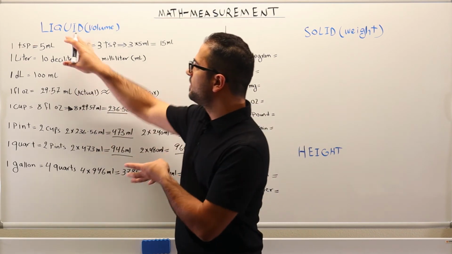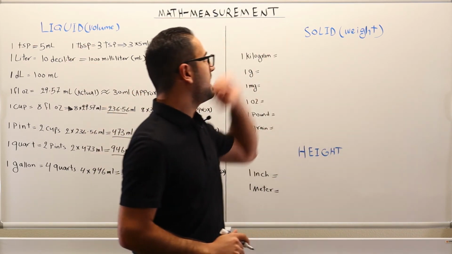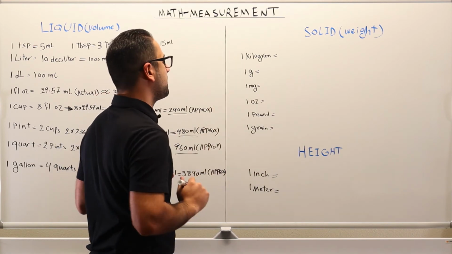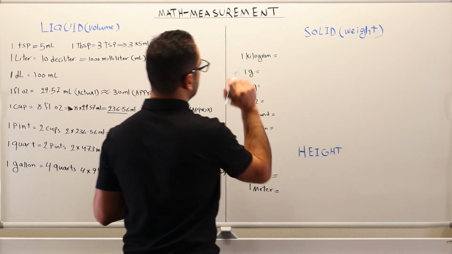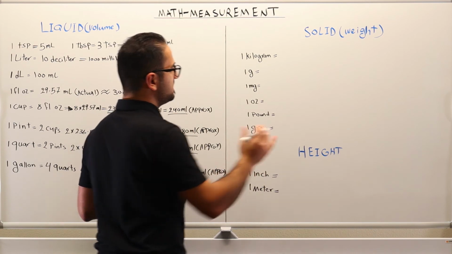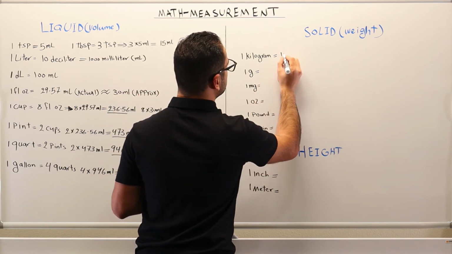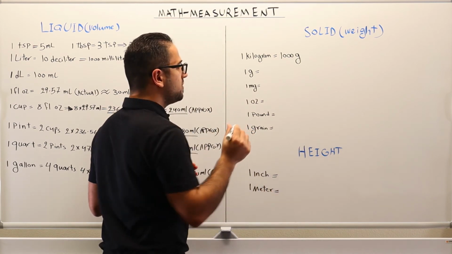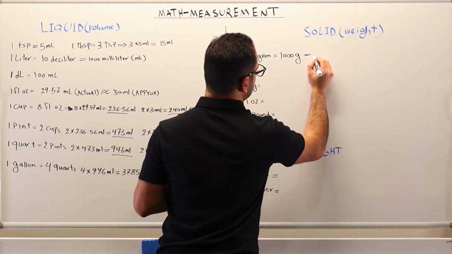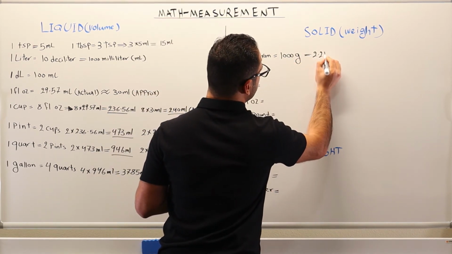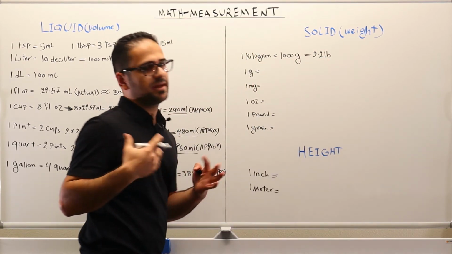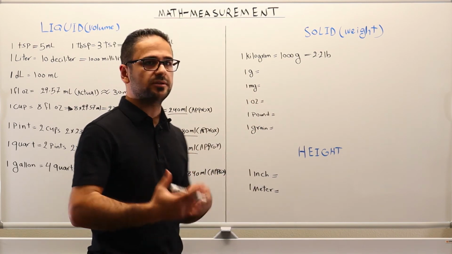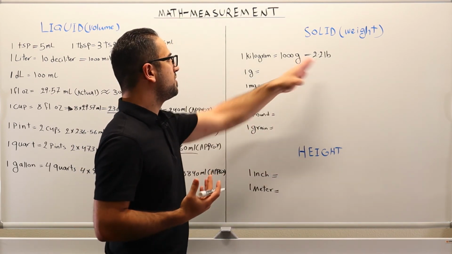So now moving from liquid all the way to solid weight. So in solid weight, there are also several units. So starting with kilogram. 1 kilogram is equal to 1,000 grams. And also it's equal to 2.2 pounds. So some patients may come in with pound weight, and you want to convert them to kilograms in order to dose their medication. So this is the conversion.